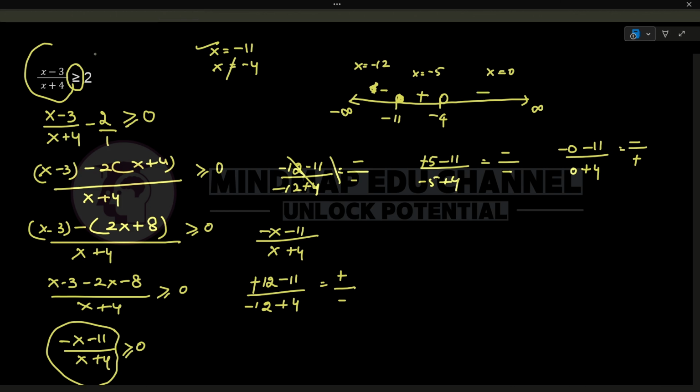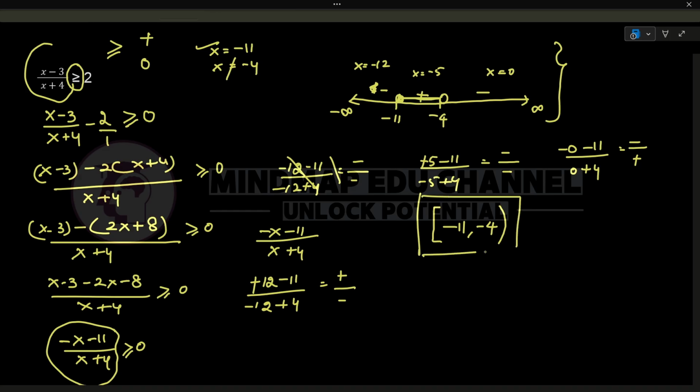Clear? Okay, now because it is greater than or equal to 0, it will be plus or 0. So we are looking for a positive result, and the positive result is between the interval minus 11 and minus 4. So this is the solution for this example in number line notation. Now let's write this in interval notation. So it will be from minus 11 to minus 4, and now check the bracket. Here it is a closed bracket, here it is an open bracket. So this is the solution in interval notation.